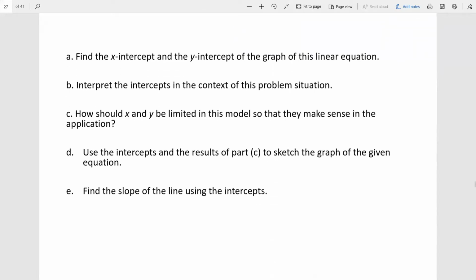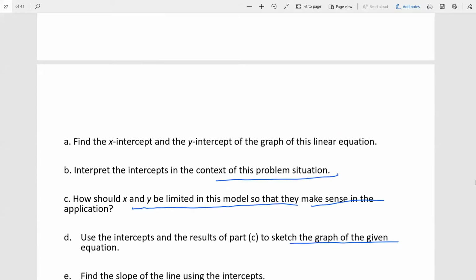So we want to find the x-intercept and the y-intercept of the graph of this linear equation. And then we want to interpret the intercepts in the context of this problem. That really means we're going to look at the domain and range to look at the values of x and y that make sense. And so how should x and y be limited in this model so they make sense? And we're going to use the intercepts to sketch the graph of the given equation and then find the slope of the line using the intercepts.